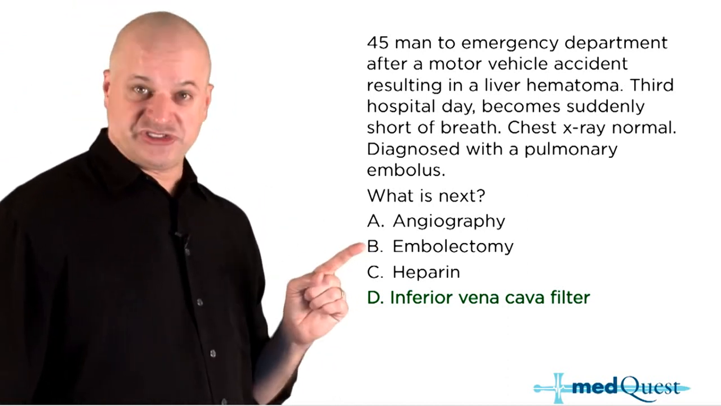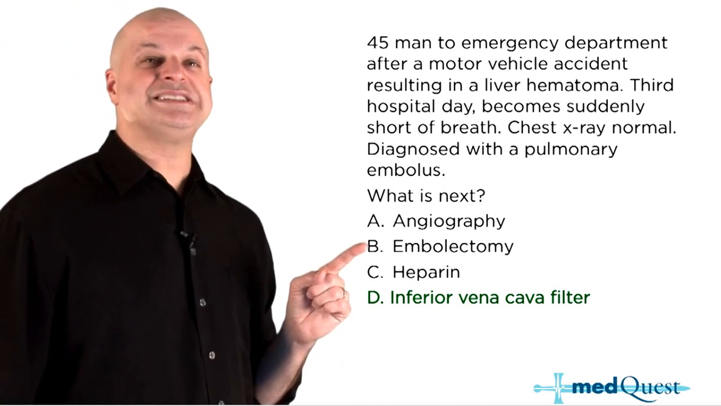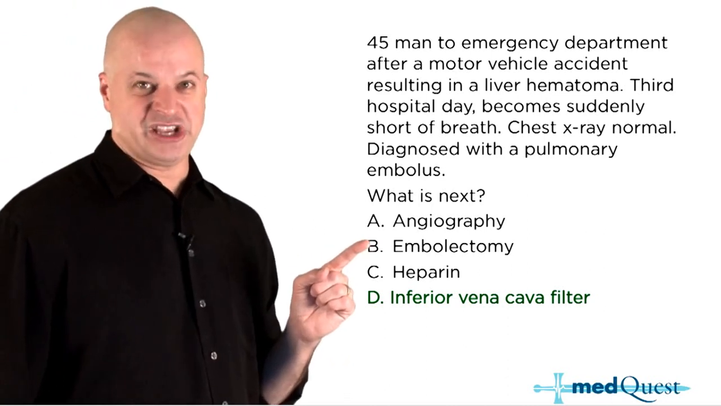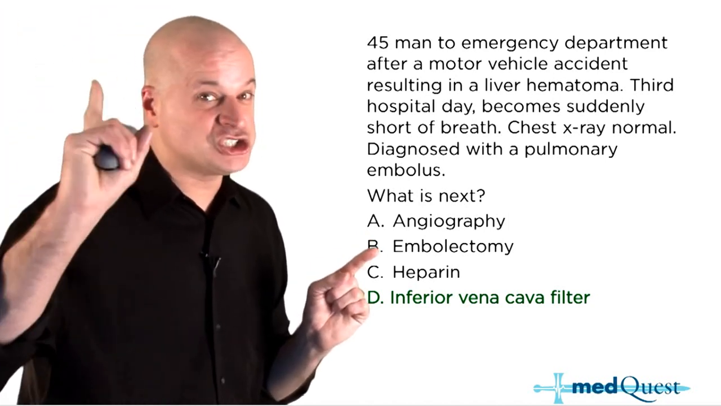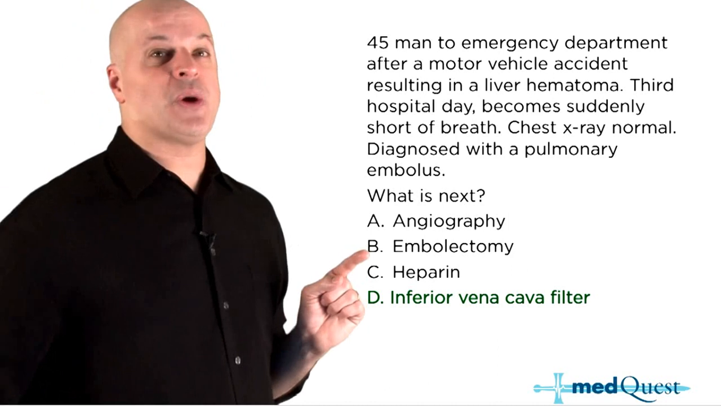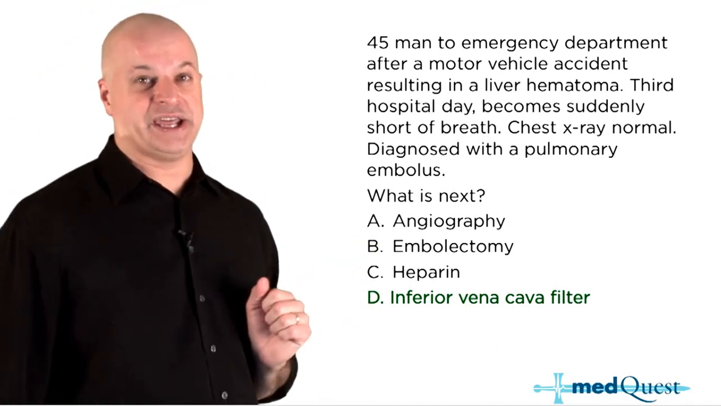Surgical embolectomy is a disaster. It's only used in the most unstable patients failing thrombolytics. Embolectomy is for very unstable patients failing thrombolytics. You should be doing thrombolytics first. It's for those who are failing thrombolytics.